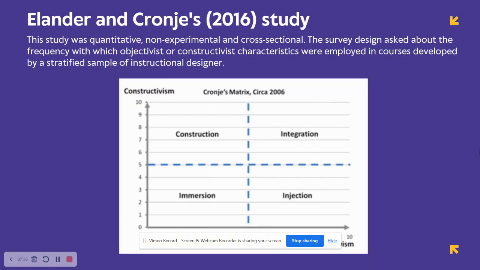So next we're going to go into the 2016 study. This study was quantitative, non-experimental and cross-sectional. The survey asked about the frequency with which the objectivist and constructivist characteristics were employed in the course of development by a stratified sample of instructional designers. Within this study, they came up with 4 quadrants, which are construction, immersion, integration, and interjection.